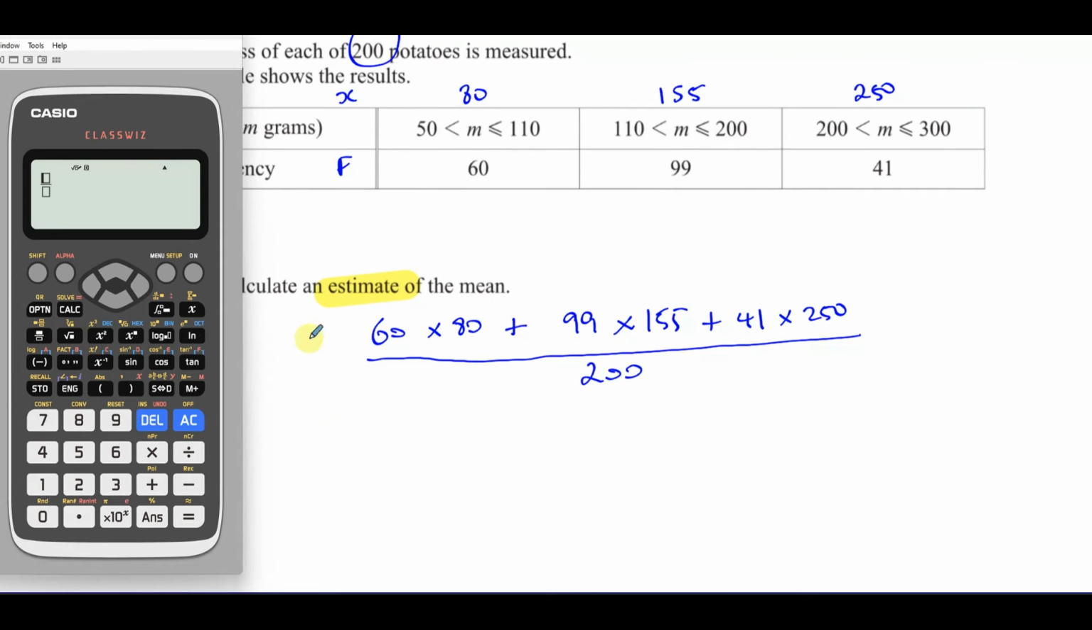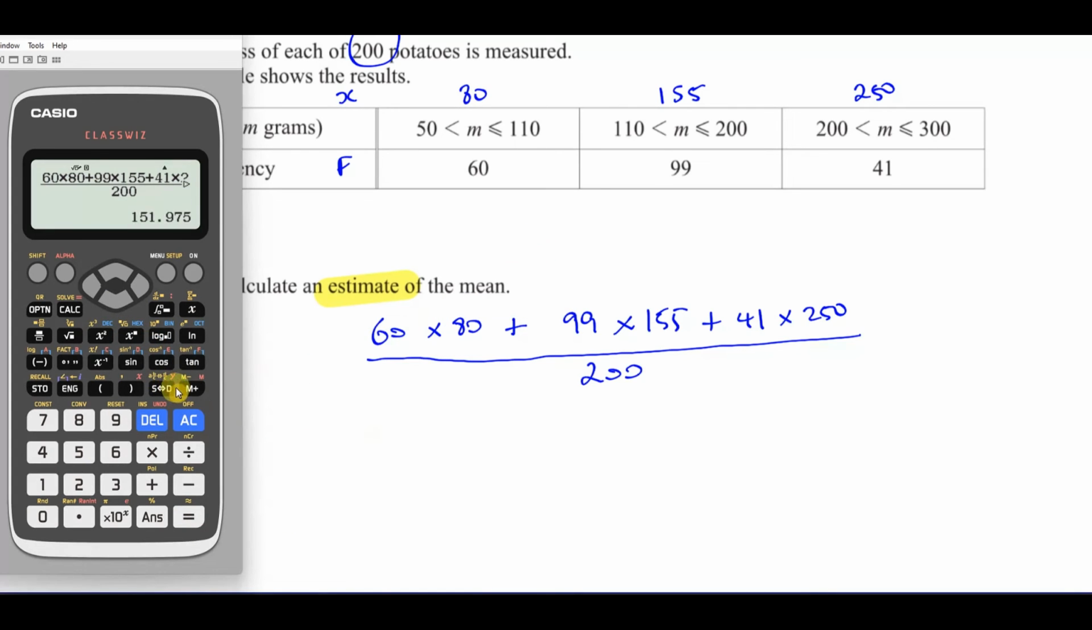So we take 60 times 80, plus 99 times 155, plus 41 times 250, divided by 200. Be very careful not to make a mistake. It's very easy to make a mistake. Always check what you put in your calculator. And that gives us 6079 over 40.